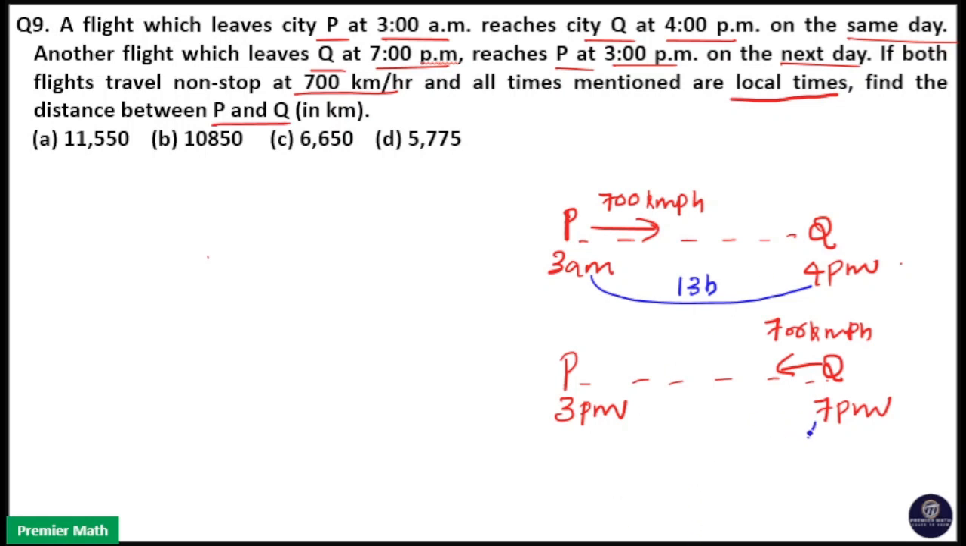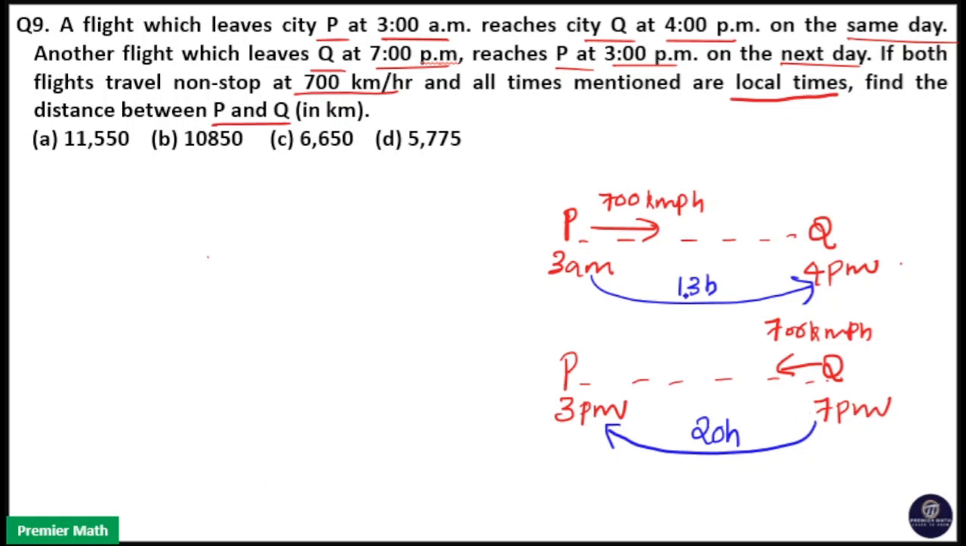Here you can see 7 p.m. to 3 p.m. Here 7 p.m. to 7 p.m. is 24 hours. 3 plus 4 is equal to 7. So 24 minus 4 is equal to 20 hours, which is the time duration of the Q to P flight.